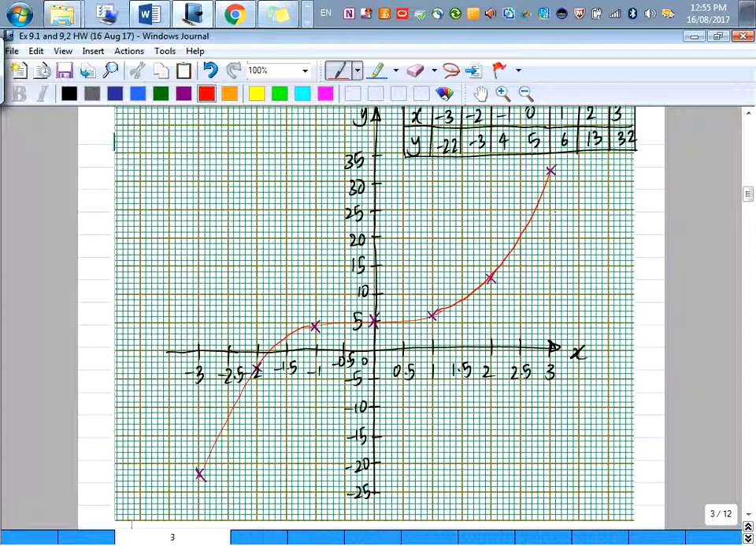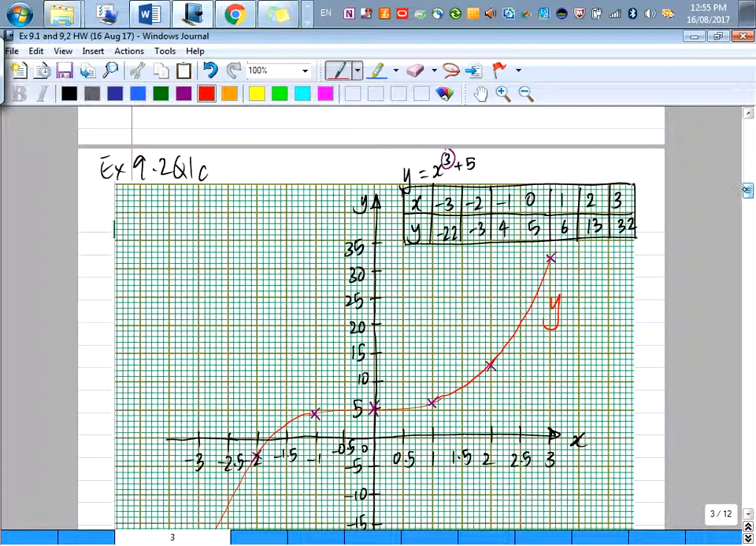Okay, so this is my graph of y equals x cubed plus 5.